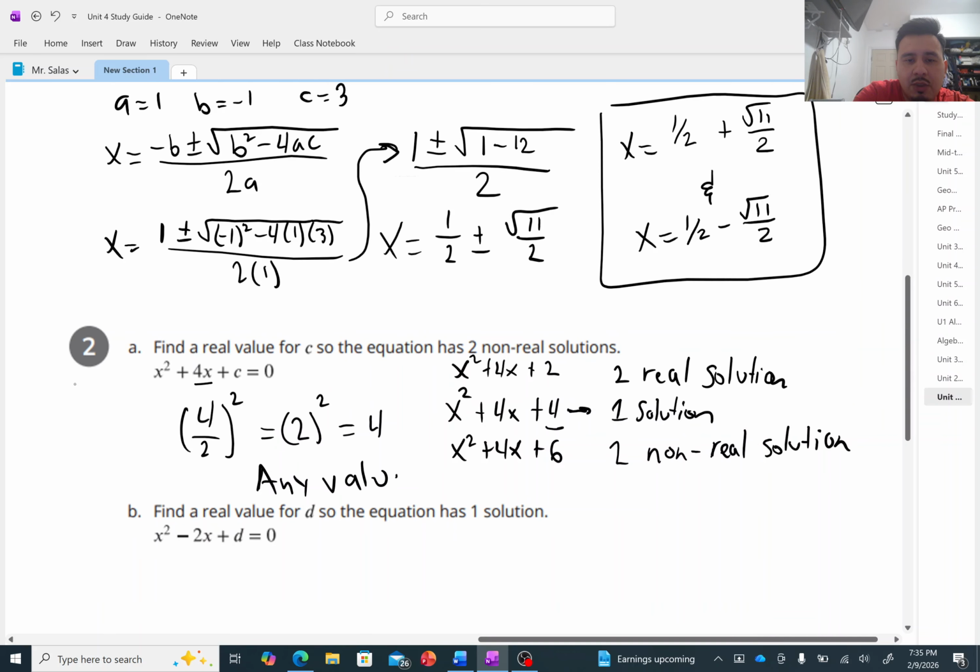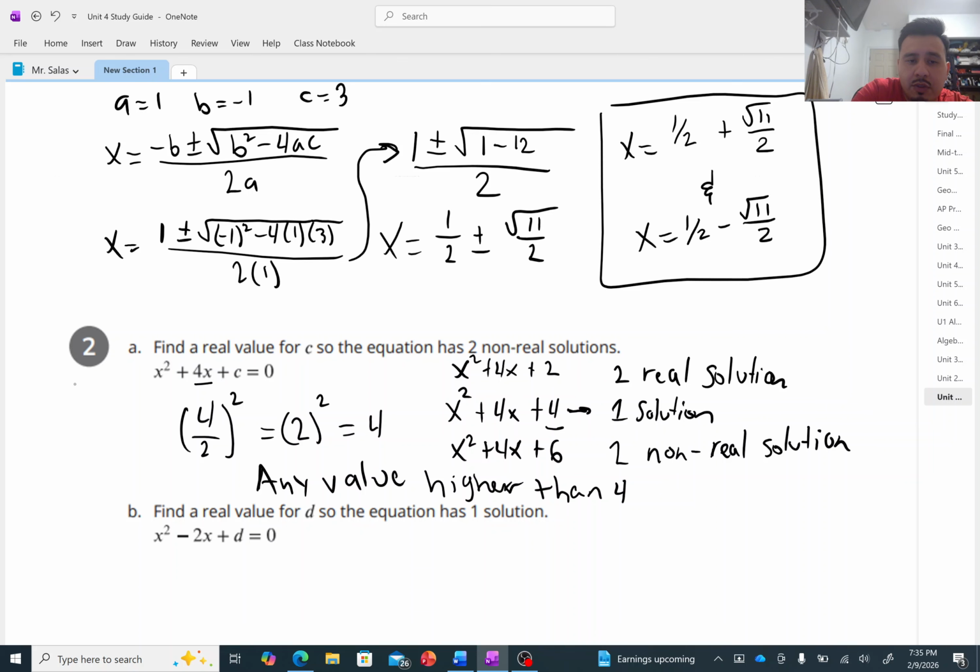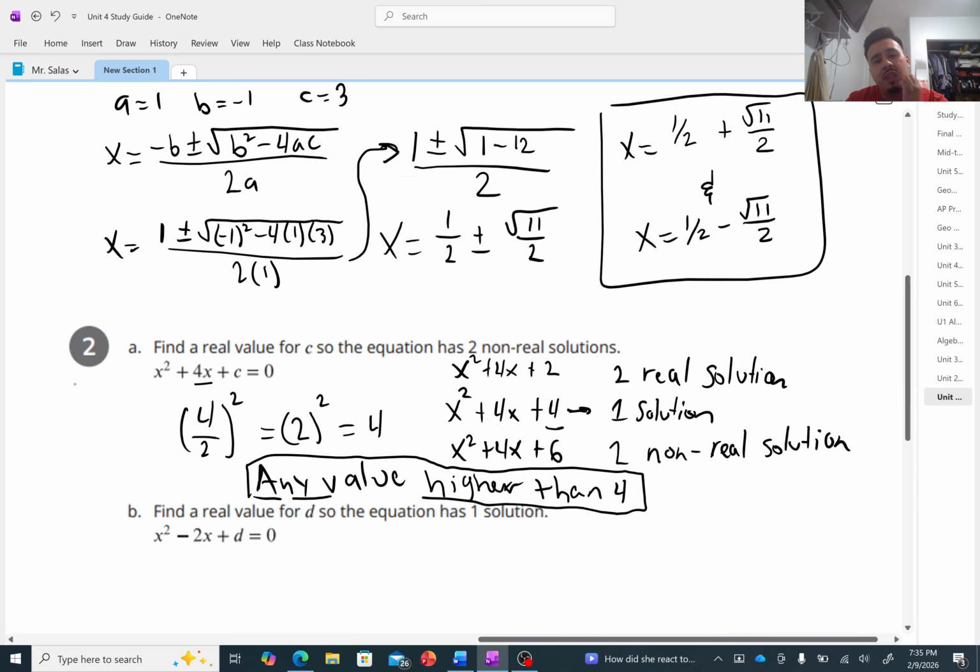Any value higher than what? What do we say? Higher than 4. So any value of C that we choose has to be bigger than 4. Okay? If you have any questions, stop at this time, pause the video, raise your hand, let me know. Or if you think you got what I'm trying to tell you, then move on to the next one.